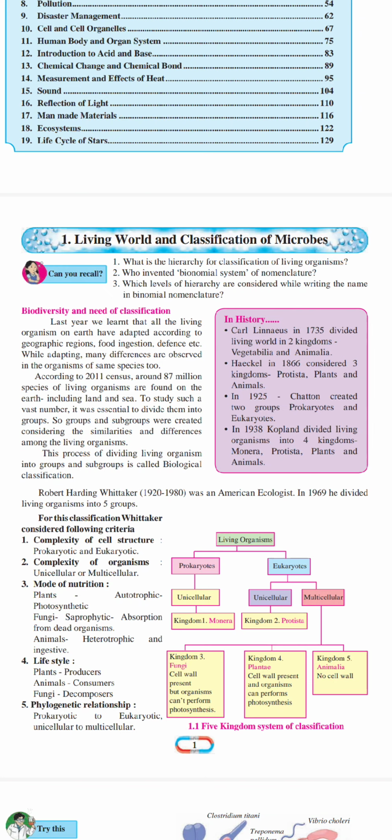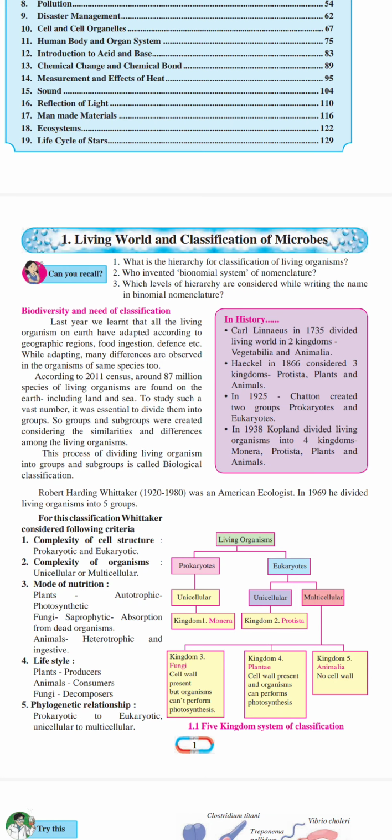But later on Haeckel came in 1866, he told of three categories: Protista, that is single cell organisms, then plants and animals. Then later, in 1925, Chatton created two groups, Prokaryote and Eukaryote. Prokaryote means a single cell, unicellular, but without a nuclear membrane, and eukaryotes have a well developed nuclear membrane.